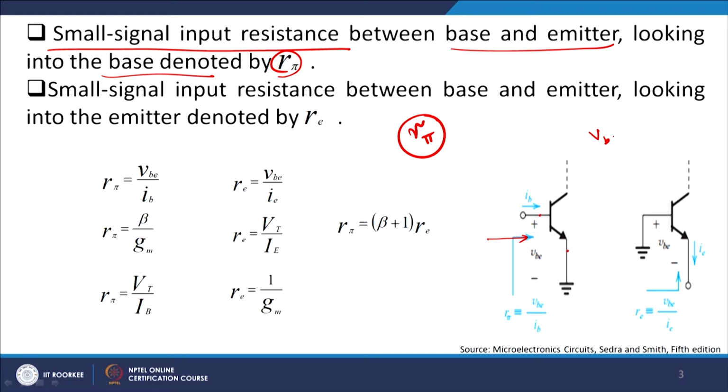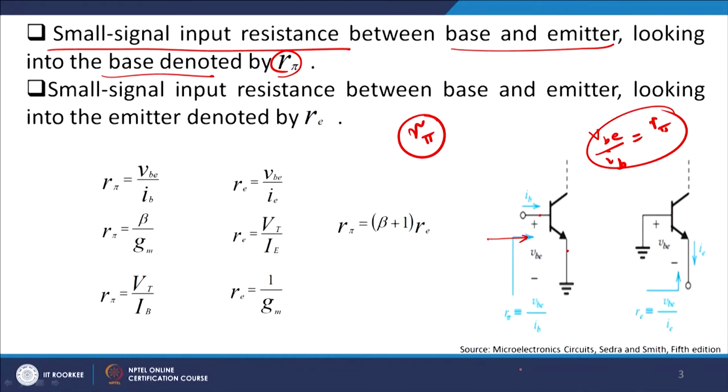So VBE by IB is equal to R pi. It is basically the forward biased on resistance of a BJT. It is an on resistance, which means that the base emitter junction is forward biased, it is getting on, and therefore the resistance offered is defined as R pi. Please understand you are looking from the base side, so your emitter is grounded.